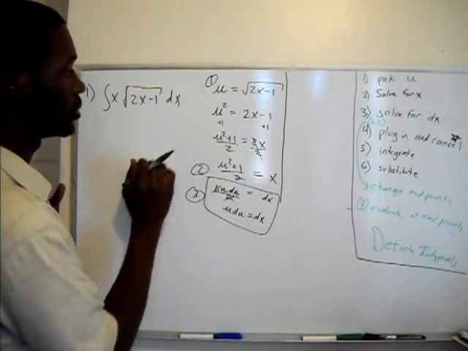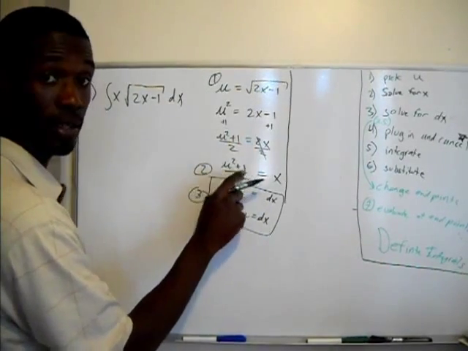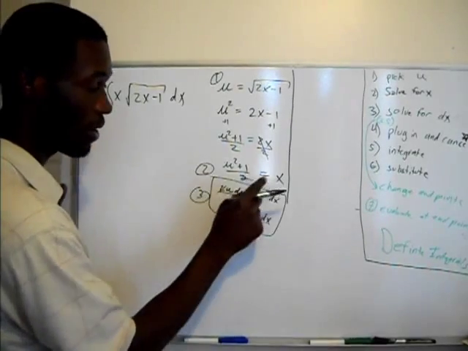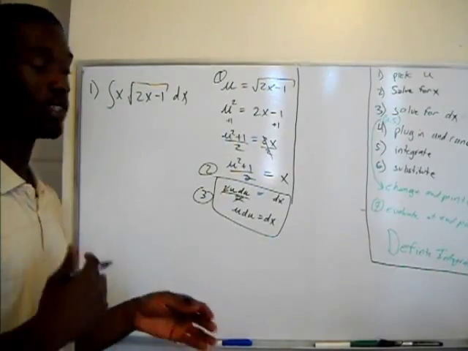This part is just u. Now we need to find out what x is. X is this. So basically we're going to substitute in this integral everything we solved. That way we have no x's at all, and everything has been changed into u's.